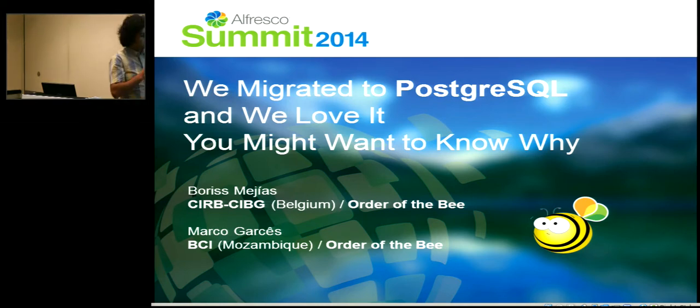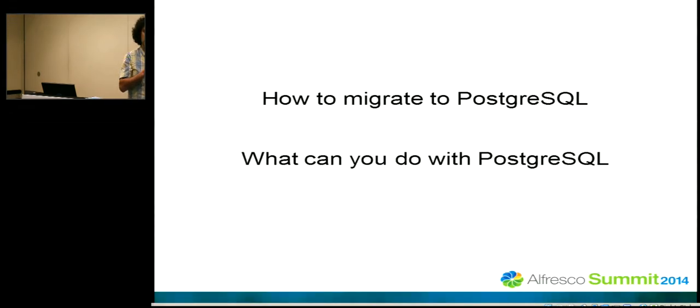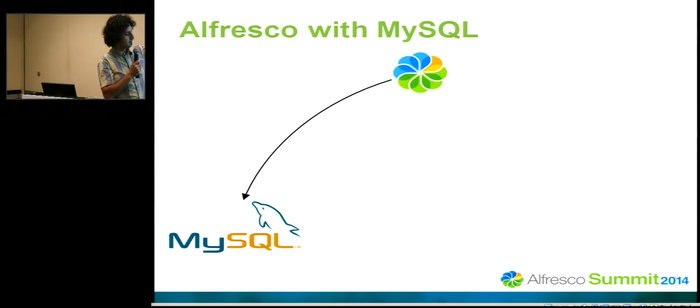So this presentation is really straightforward. The idea is to show you how to migrate to a PostgreSQL database, and then what you can do with it after you have migrated. Now, the example I'm going to use is Alfresco connecting to a MySQL, but it could actually be the equivalent, MariaDB, or even Oracle or Microsoft SQL. So you start with your instance of Alfresco, which is connecting to a MySQL database. And the first thing that you need to do is to have a PostgreSQL with the schema of Alfresco.